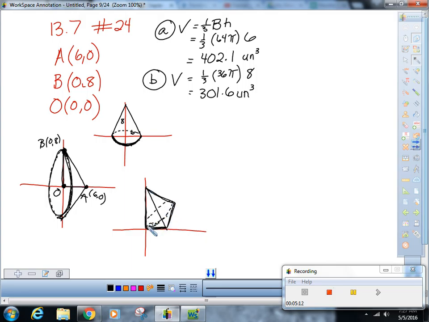Let me try to redraw that for you. It's kind of like a kite, but it's been rotated. So what we need to do is find the surface area of that thing. Well, isn't that like two cones put together without a circle involved? You know what I'm saying?